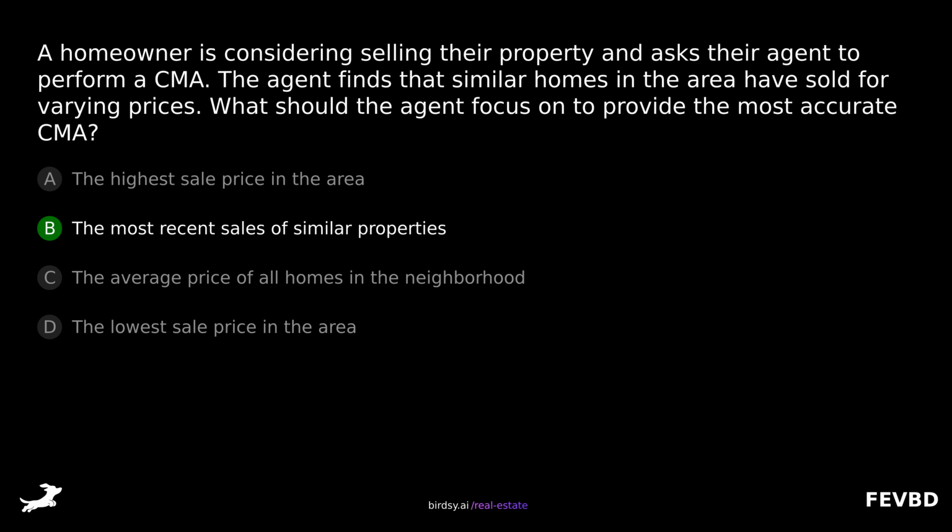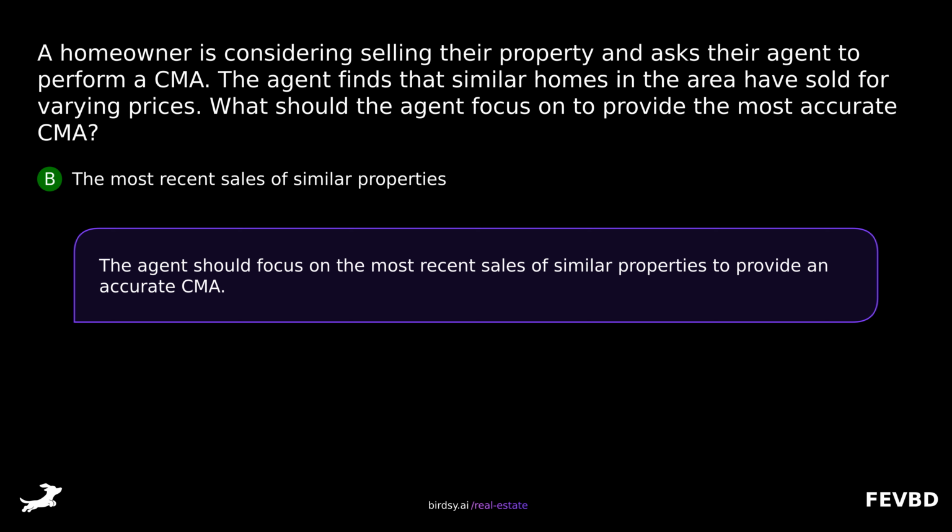The answer is B, the most recent sales of similar properties. The agent should focus on the most recent sales of similar properties to provide an accurate CMA.